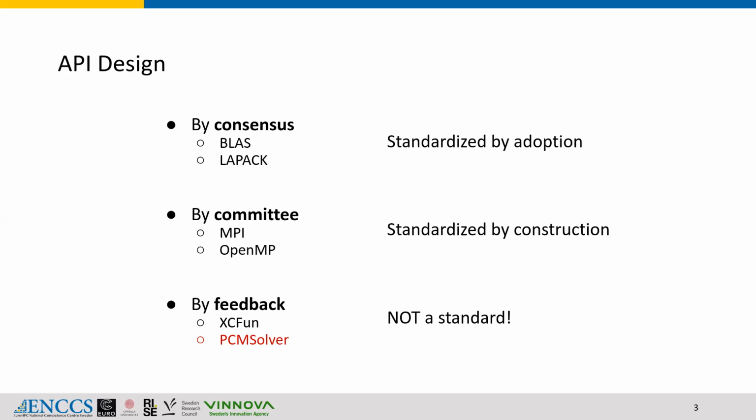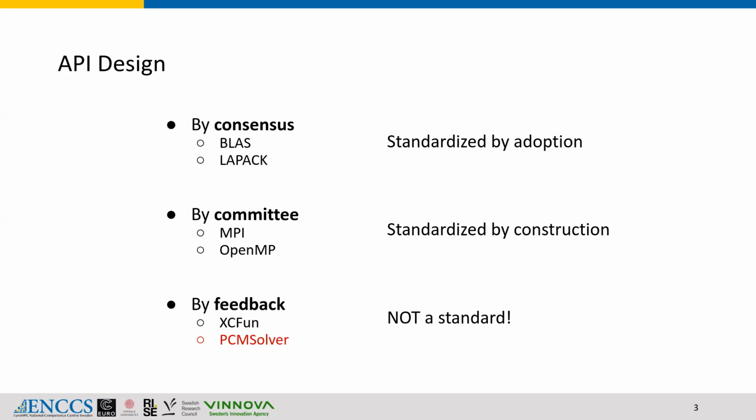I think we can define three main categories of API design. First, what I call by consensus. You can think about BLAS and LAPACK in that case, because people worked on linear algebra backends for many years and came up with a standard way of defining how you do matrix multiplication, that's GEMM, Cholesky decomposition, Gaussian back substitution, and so on. These are standardized by adoption. Winner takes all: everyone uses BLAS and LAPACK with the given interface. It takes time, but it can work.